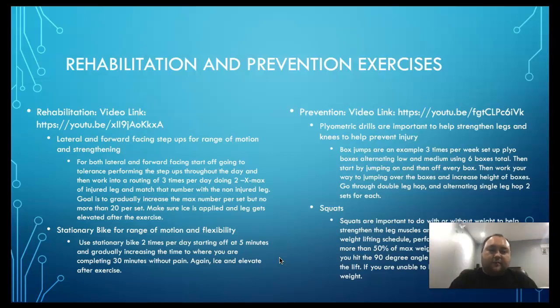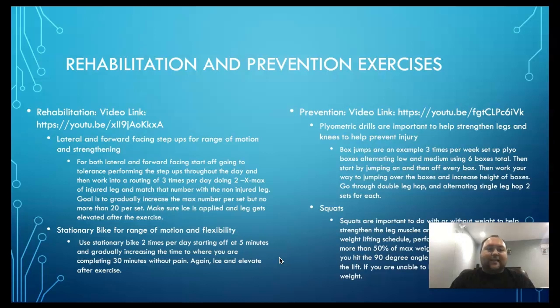Prevention. One of the great preventions for ACL injuries is plyometric drills. These are important because they help strengthen your legs and also strengthen your knees to prevent injury. Box jumps are an example. You can do this 3 times per week if you're a competing athlete. You want to set up plyo boxes. They have small, medium, and large. You want to start off with small and medium, and you want to alternate. Start off with the small, then go medium, small, medium, until you have a total of 6 boxes.